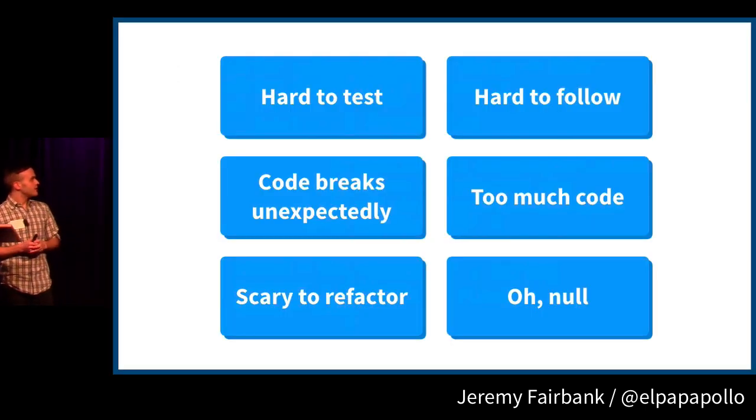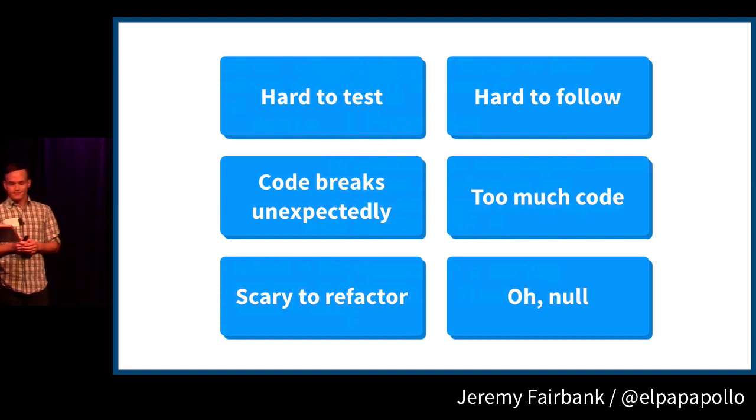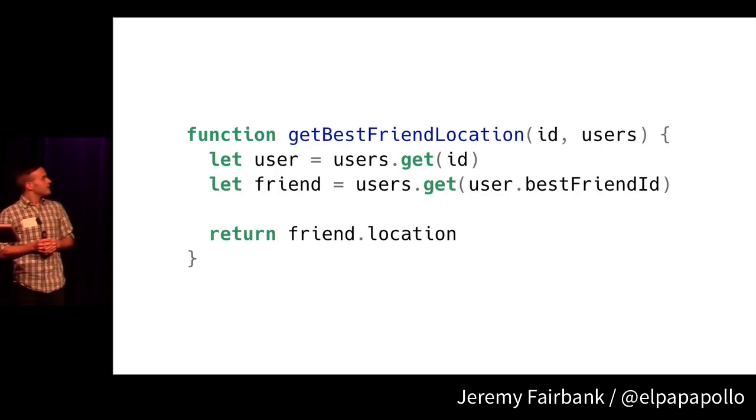So now on to our 6th and final problem. Everyone's lovely data type, the null. So let's say we're working on a social networking application, and we have this getBestFriendLocation. It takes an ID for the user, and then it takes a users map. In this case, with JavaScript, it would be an ES6 map, kind of like a hash from Ruby or a dict from Python.